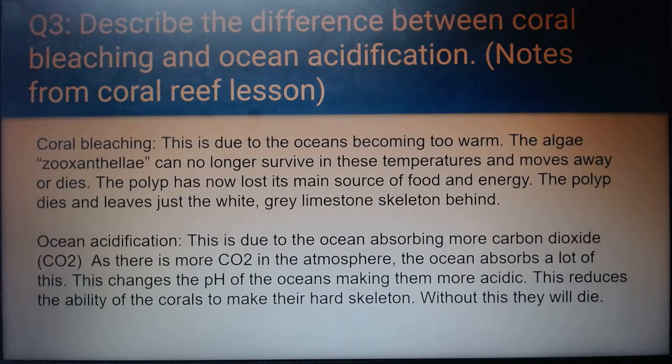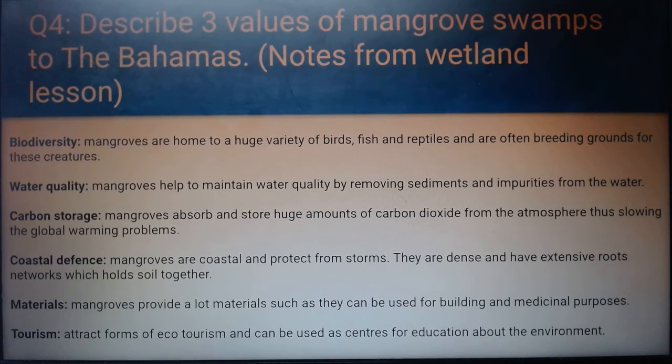Ocean acidification is more to do with the pH levels in the water. As it becomes more acidic, this inhibits, slows or stops the ability of that limestone skeleton being made, and then the polyps die as well. So again, very clear, simple little step by step for those. Next one: describe 3 values of mangrove swamps to the Bahamas. I gave you one in the previous video. I've gone with 6, I think.